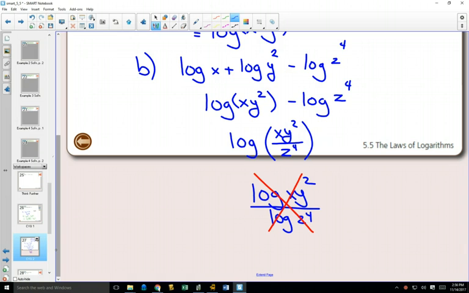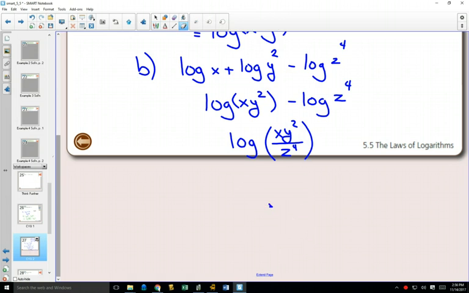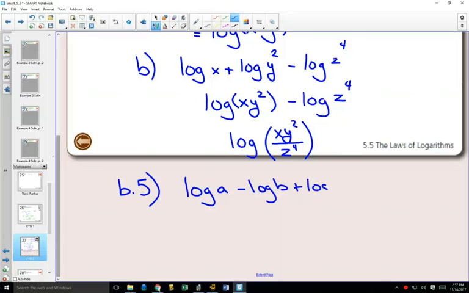Now before we get to C, I'm going to add a B.5. Halfway between B and C. So in B.5, what you're going to do is you're going to combine log A minus log B plus log C minus log D, wow, plus 7 log E. Does that seem long?